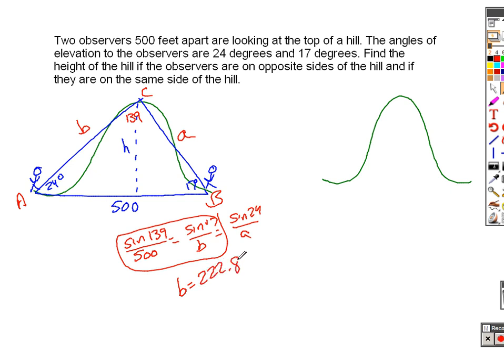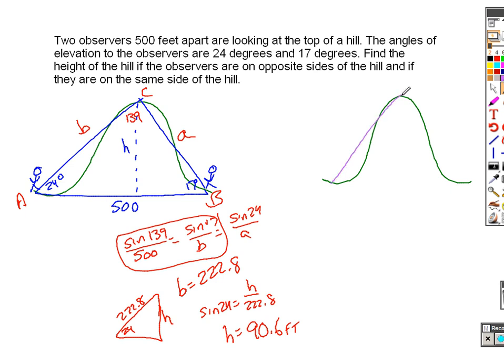Now I have a right triangle to look at. Now my right triangle looks something like this, still with 24, 222.8, and I need the height. So that means sine of 24 equals h over 222.8. Multiplied out, h should equal 90.6 feet. So that's for the blue triangle. If I want to do on the same side of the hill, so now I'm going to look like this and like this to the top of the hill. I'm going to make a purple triangle now.